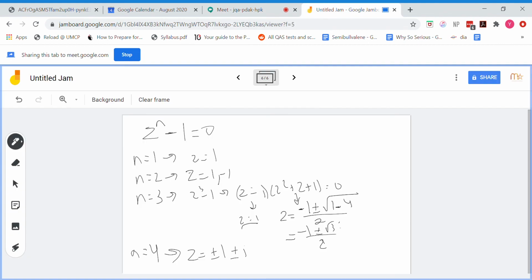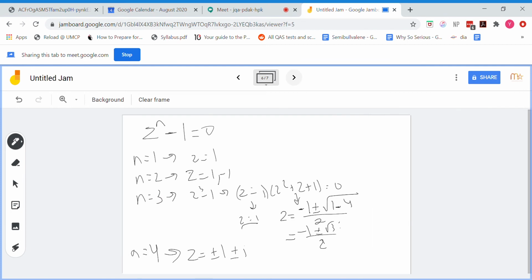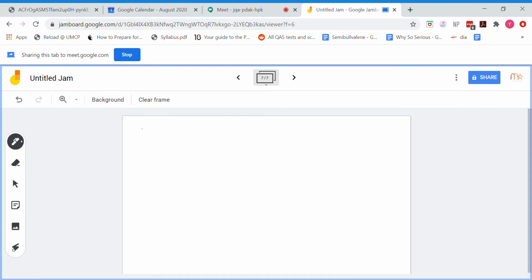So that's for low powers of n. But what happens when we get to large powers of n, for example, like 1997? Is there a general solution for this? So remember that any complex number, since now we're considering that all the roots are complex, can be written as r cis theta, and this is the same as e to the power of i theta, correct? So now if we plug e to the power of i theta into the equation, we get e to the power of i n theta minus 1 equals 0.